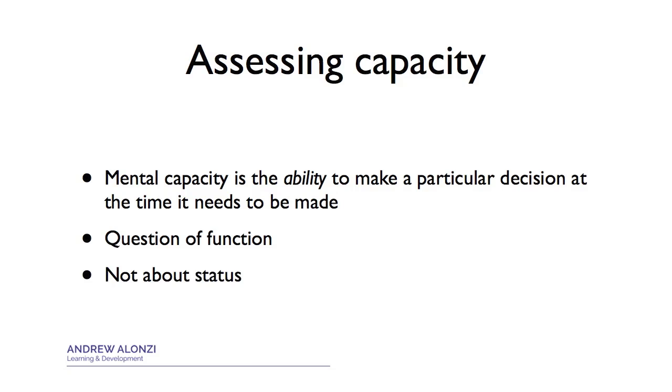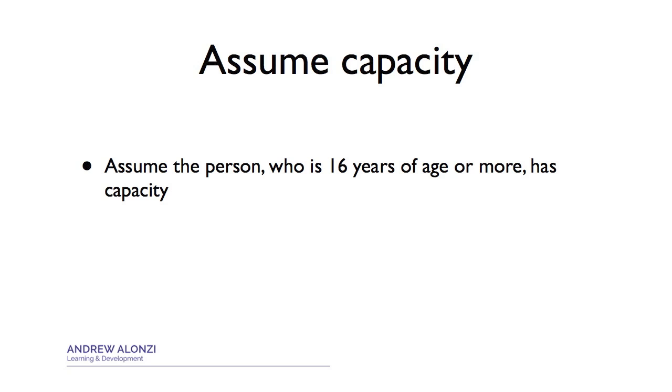Mental capacity is not about status. Just because someone has been diagnosed with dementia, for example, does not mean she is unable to make a particular decision about something that affects her. The starting point must always be to assume the person who is 16 years of age or more has capacity to make a particular decision at the time it needs to be made. This is the first principle under the Act and is the subject of a separate podcast.